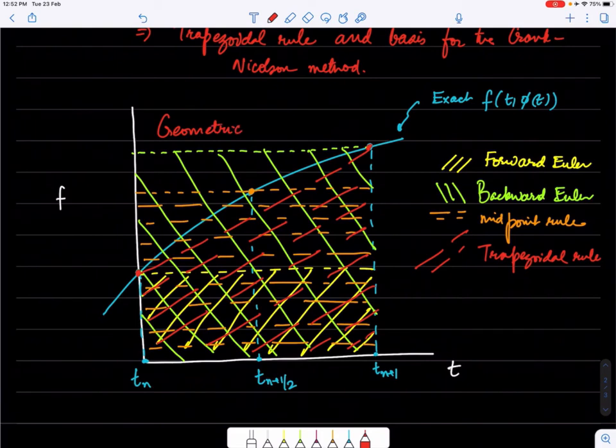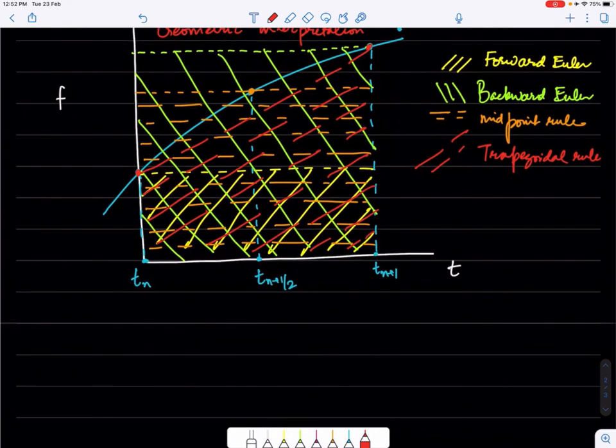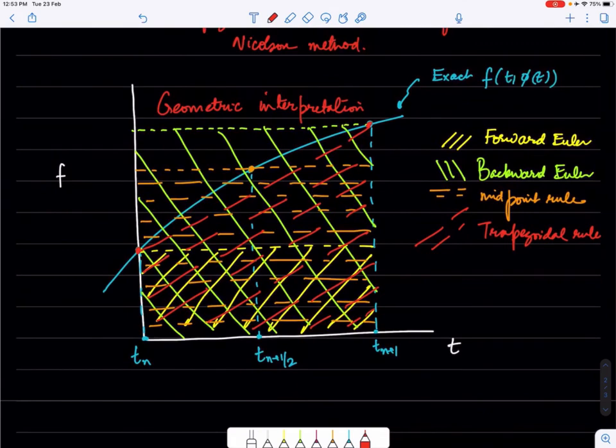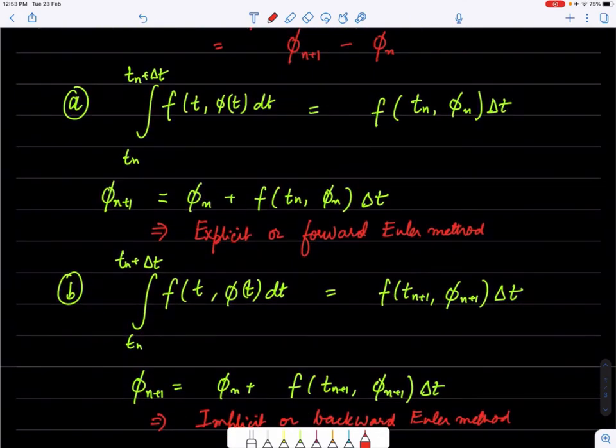So geometrically, this is the interpretation of these techniques. Now a few things that I should say very clearly here. First of all, why are these methods called two-level methods? These methods are called two-level methods because all of these methods, if you see carefully, involve the value of the functions at only two time instants. So either it's time instant t_n or it would be time instant t_(n+1). So the function evaluation, or the value of the unknown phi, is only being evaluated at t_(n+1) or t_n. It is not being evaluated at any other time instant.